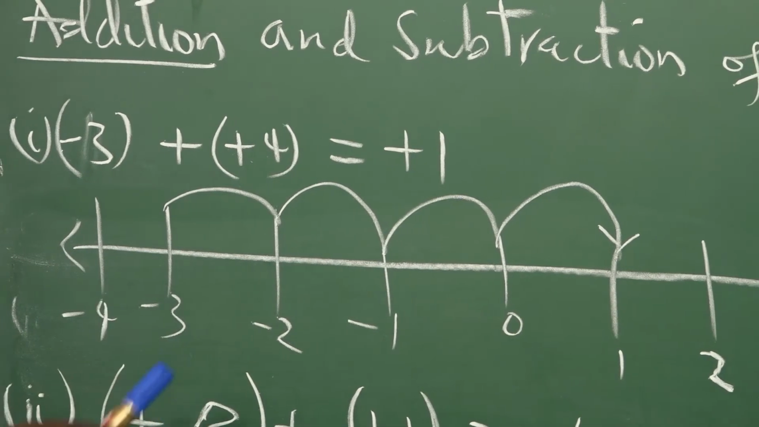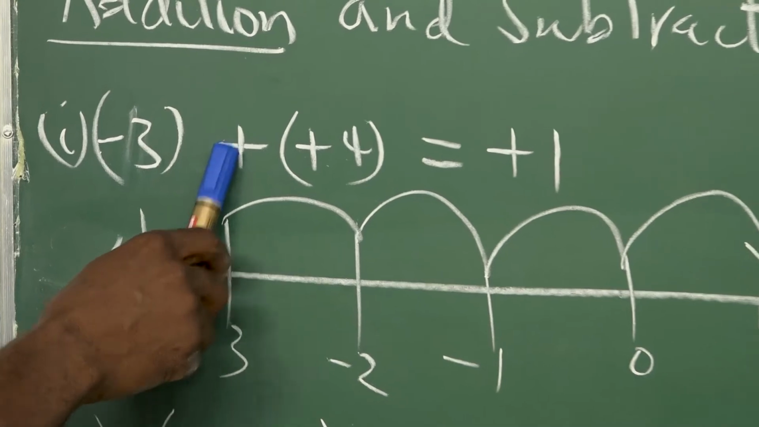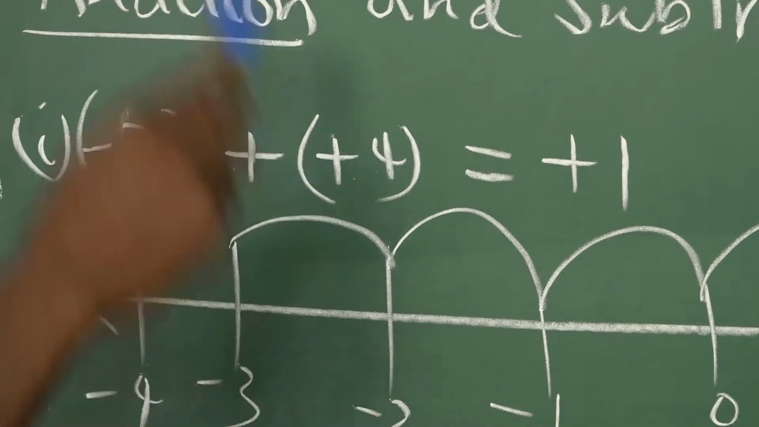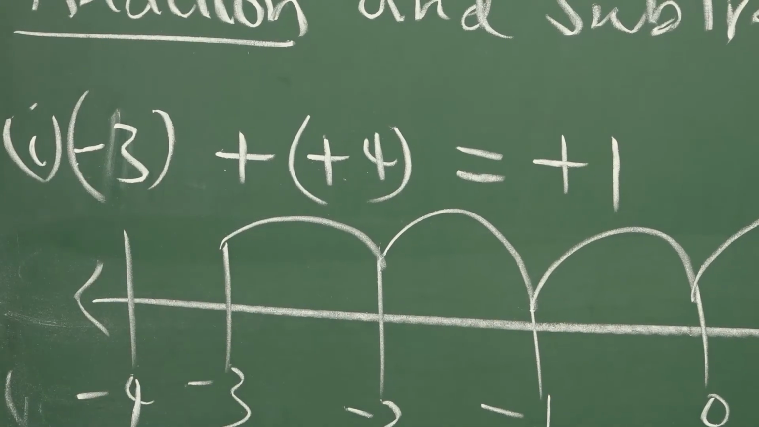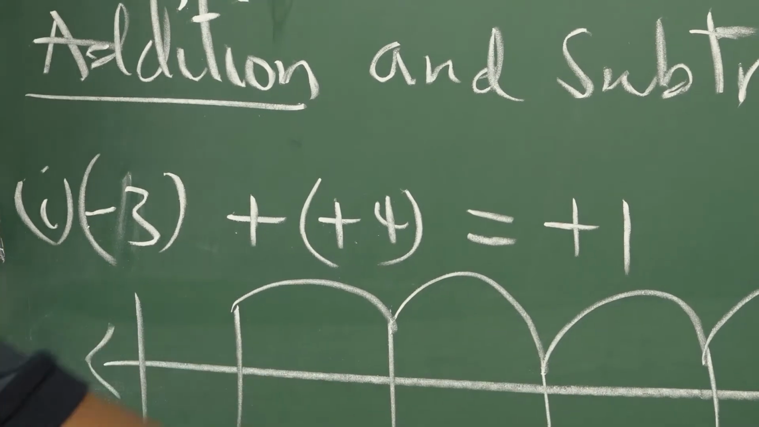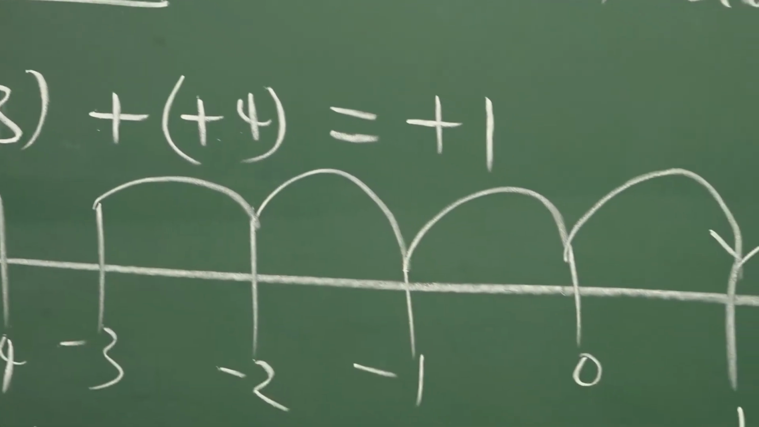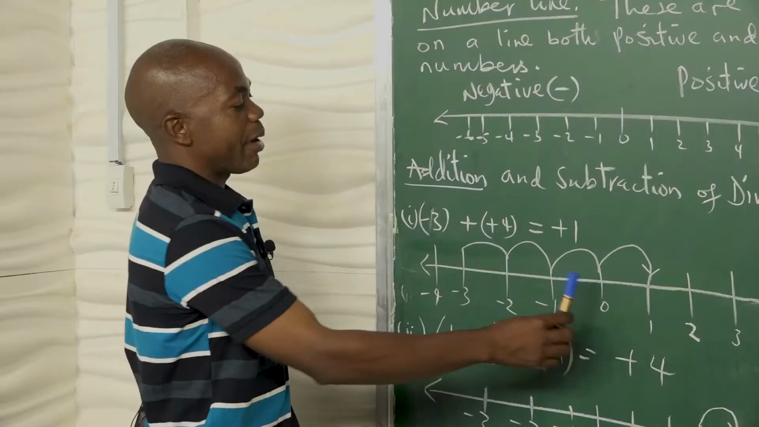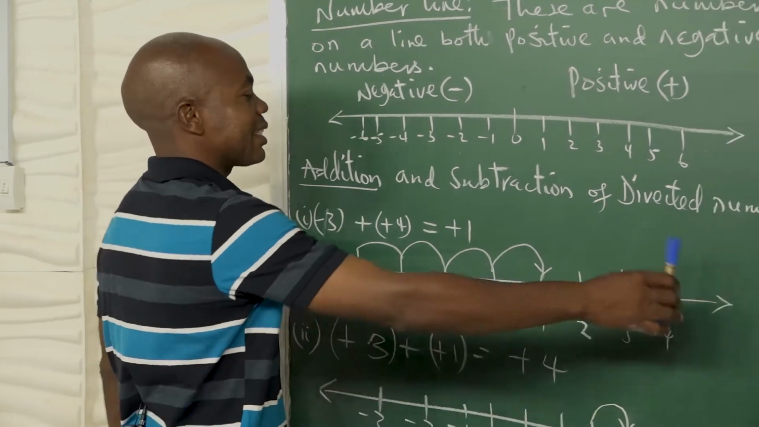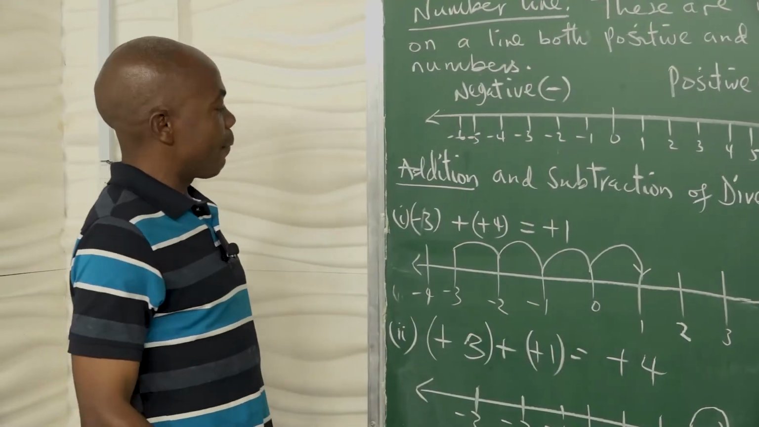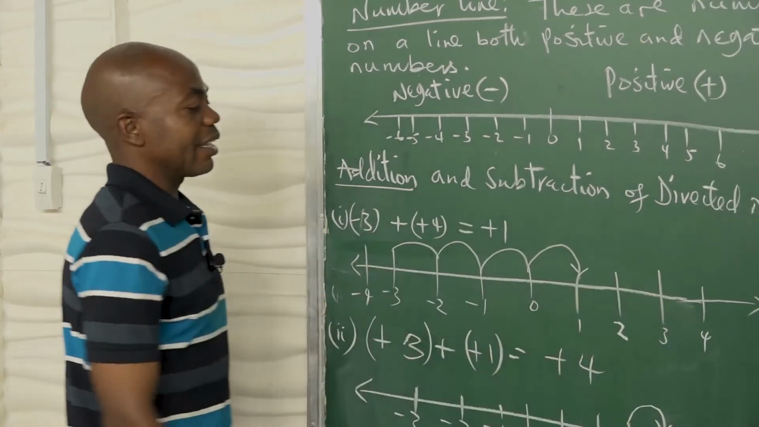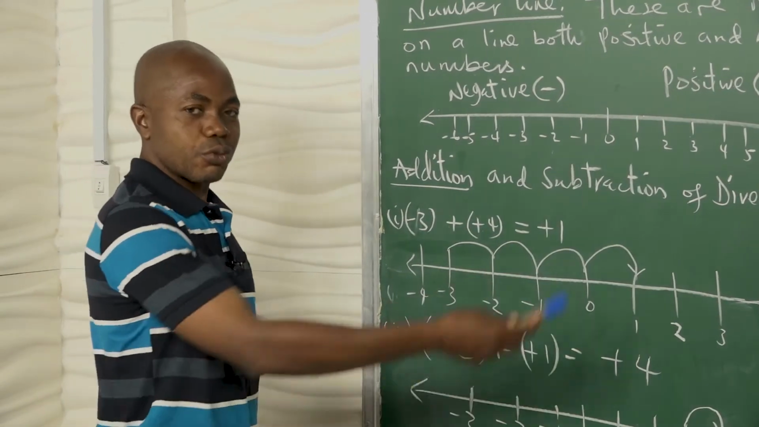I want to take it again. -3 plus 4. I told you that this +4 indicates a positive number staying at the positive side of a number line. From 0 to the right is positive, and from 0 to the left is negative. So any number you find at the left side of the 0 is negative. Any number you find at the right side of the 0 is positive. And when you are adding, you count towards the positive side. Likewise, if you are subtracting, you count towards the negative side.